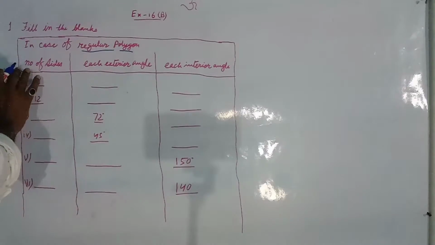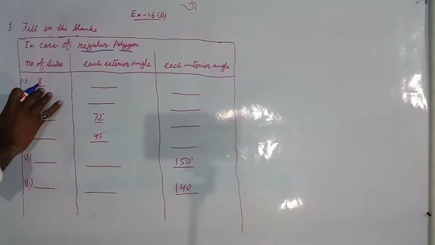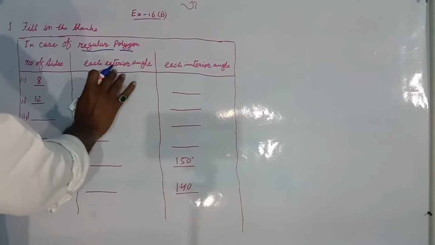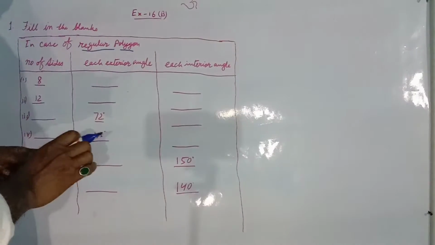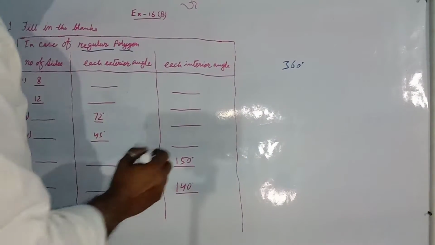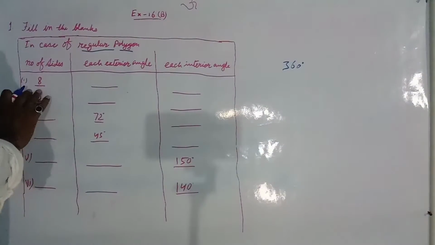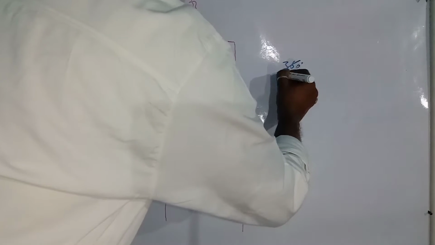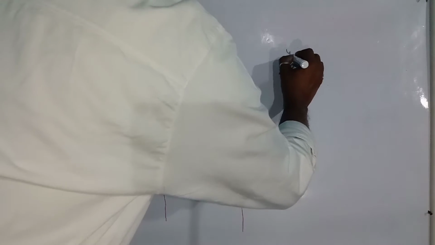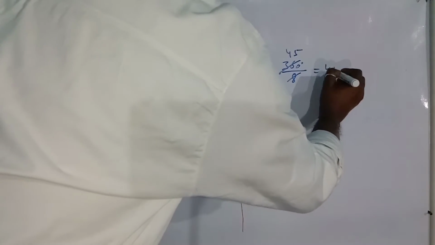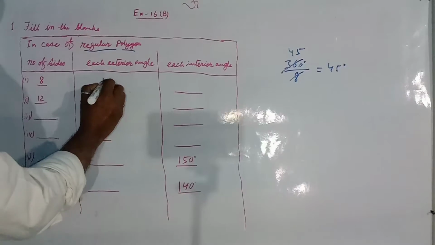Now come here, the number of sides is given as 8 in the first question. The next part is to find each exterior angle. As we know, the sum of the exterior angles of a polygon is always 360 degrees, and we have the number of sides 8, so we will divide 360 by 8. 8 fives are 40, so each exterior angle will be 45 degrees.